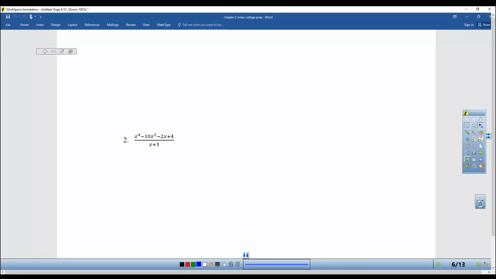Let's try another one of these. On the outside chance you already have it, like you're like, oh yeah, I totally remember this. The answer to this one is x cubed minus 3x squared minus x plus 1 with a remainder of 1.